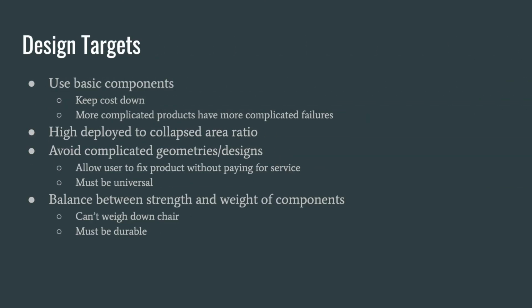We defined our design targets as methods to meet some of our major CTQ CRs. For example, one of our main goals is to use basic components to not only keep the cost down, but to mitigate any complicated failures, because the more complicated something is, the more complicated its failure methods can be. We also want the product to cover the user when deployed, but be as invisible as possible in collapse. So we want our deployed to collapse area ratio to be high.